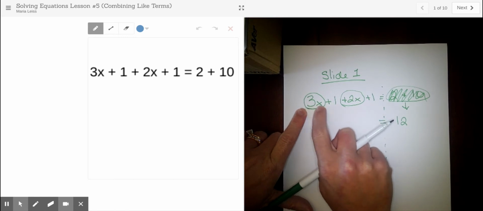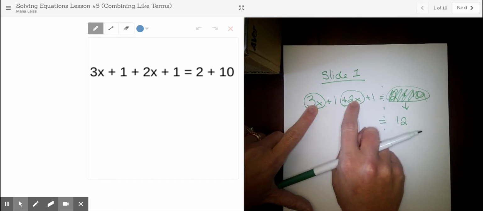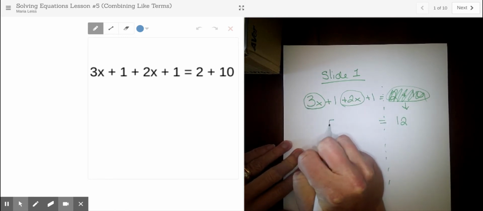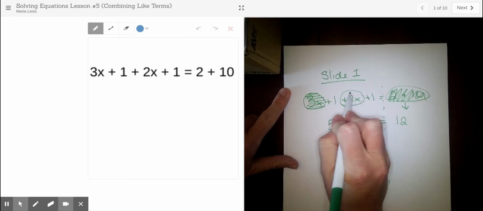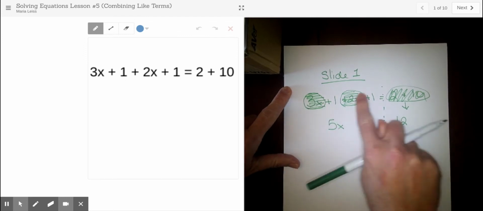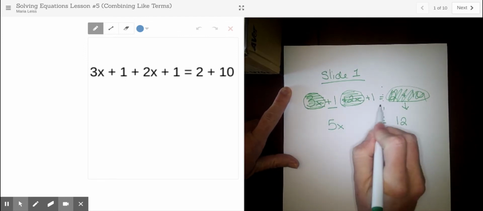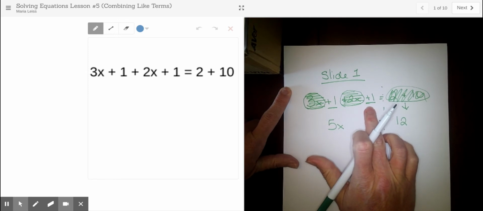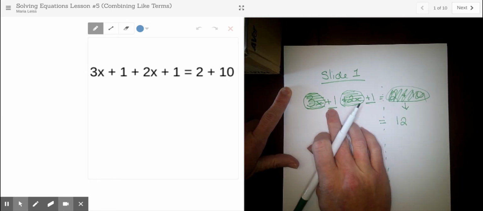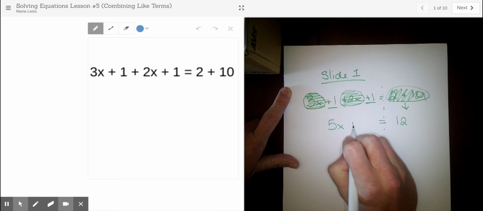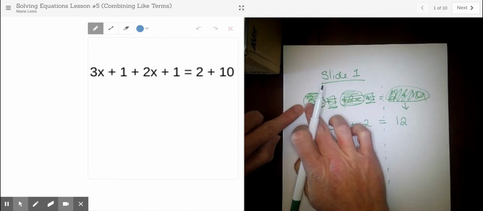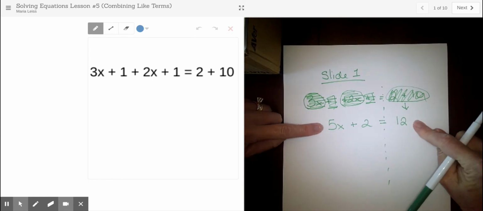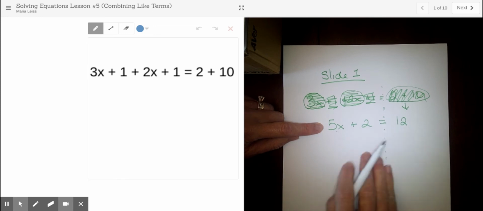I say in my head 3x plus 2x. Well, 3 plus 2 is 5. That means these 2 condense together to a 5x. So I can get rid of them now. As I look at the rest of my equation, what I have left is a plus 1 and a plus 1. No variables or anything. I know from kindergarten, 1 plus 1 becomes a plus 2. I've taken that long-looking equation and reorganized it. This looks a lot less intimidating: 5x plus 2 equals 12.